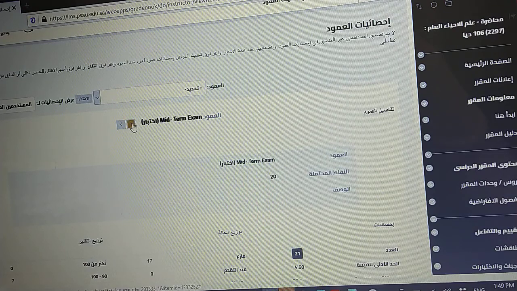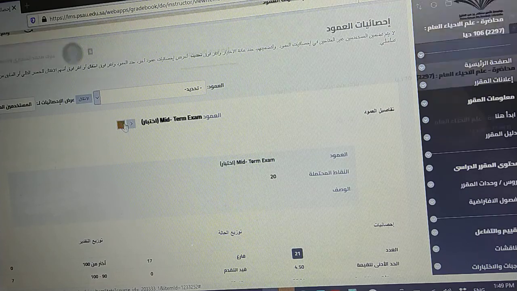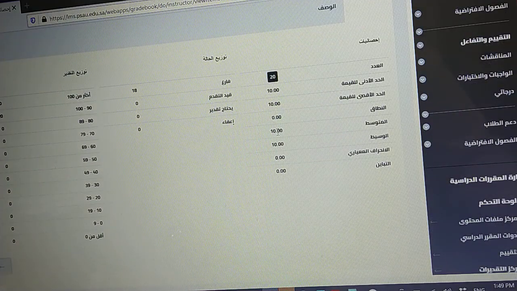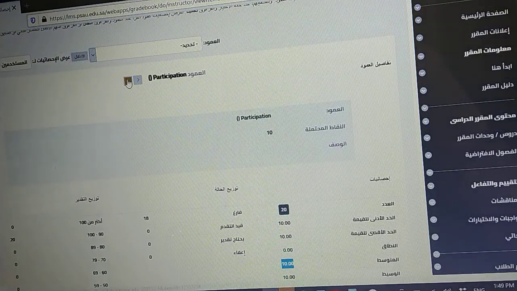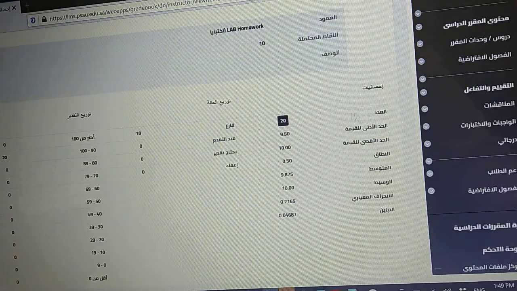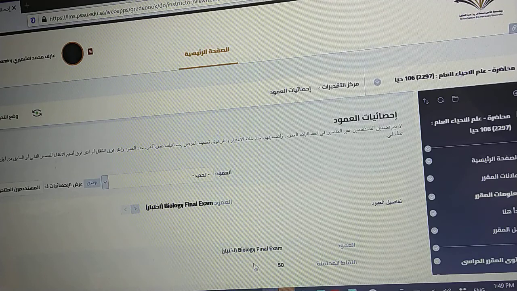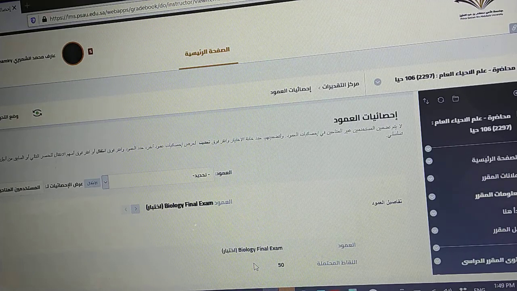From here, without going back, I can transfer from one assessment method to another assessment method using these arrows. This is for participation. Here, this is the average of participation. Lab homework, also here, the average of lab homework. This is the final exam, for example. This is the average of the final exam, and so on. For any section, I can get the average of students' marks.